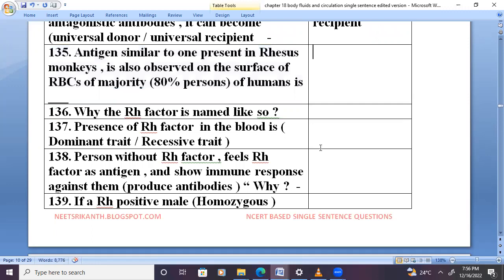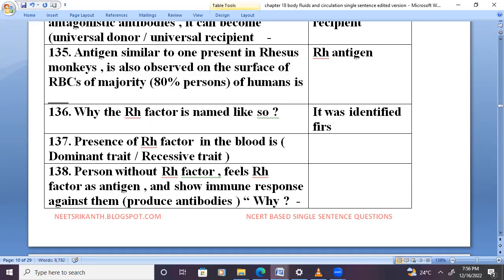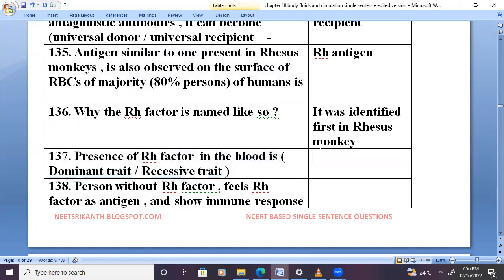An antigen similar to that in rhesus monkeys is also observed on the surface of the red cells of the majority, about 80%, of humans. It is the Rh antigen. Why is the Rh factor named like so? It was first identified in the rhesus monkey. Is the presence of the Rh factor a dominant or recessive trait? Presence is dominant.